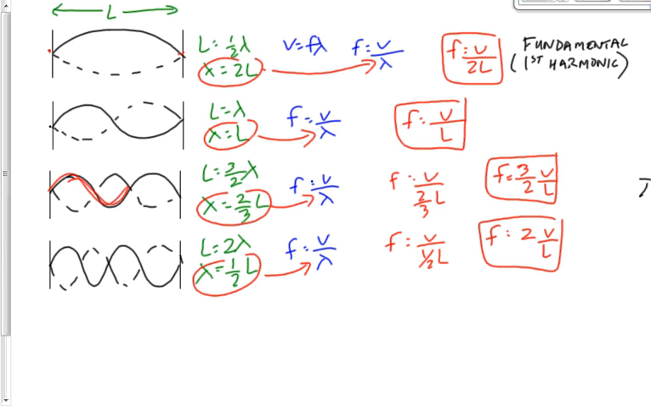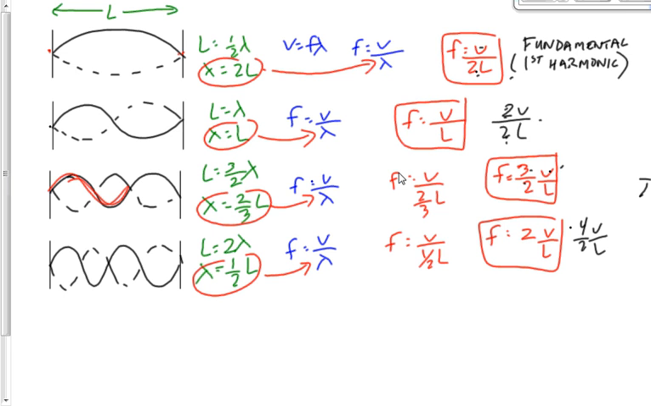This one, take a close look. This is V over 2L. V over L, is that not the same thing as saying 2V over 2L? That's the same thing. V over 2L, 2V over 2L, 3V over 2L, and 2V over L is the same as saying 4V over 2L. V over 2L, 2V over 2L, 3V over 2L, and 4V over 2L.